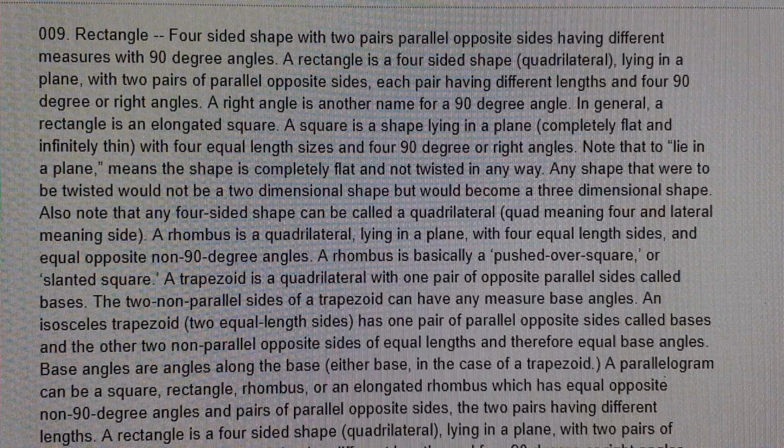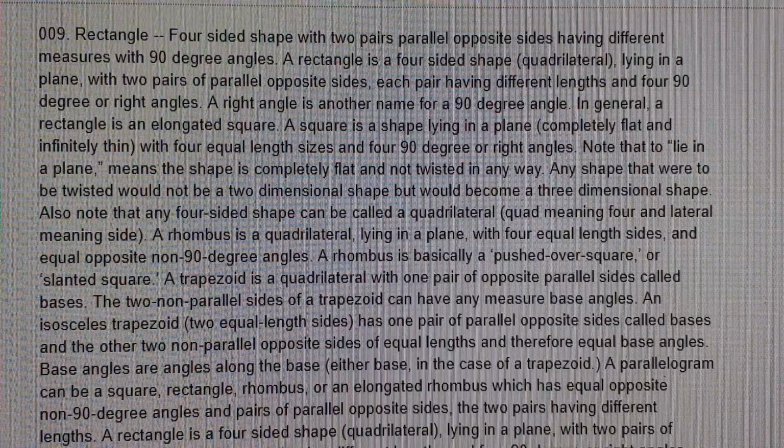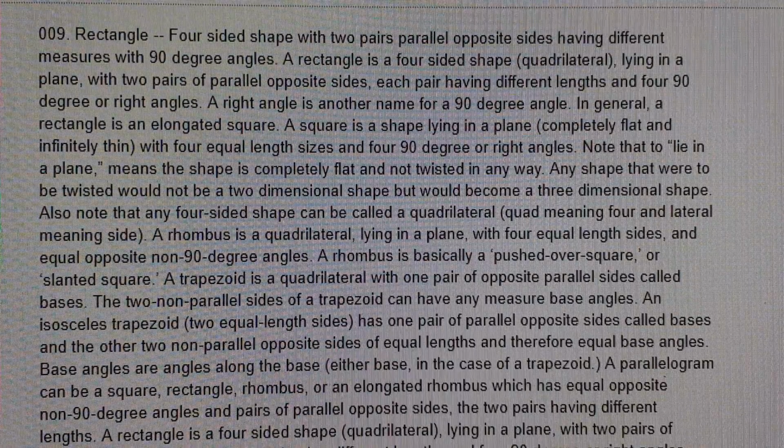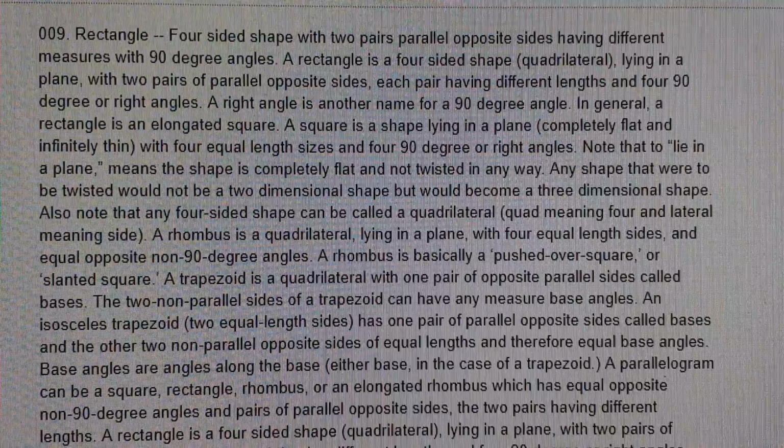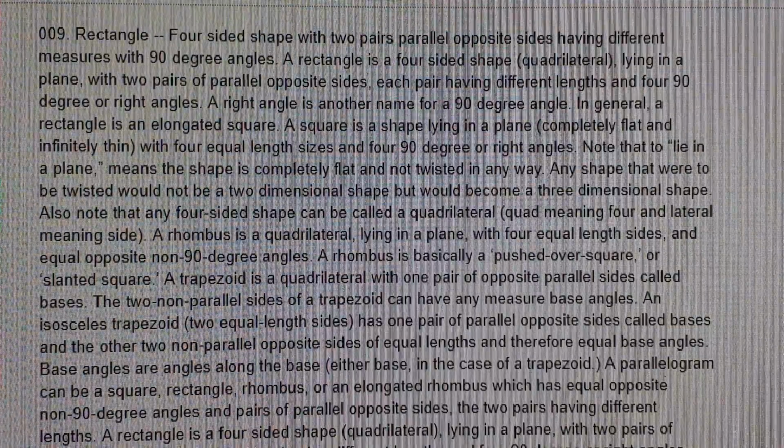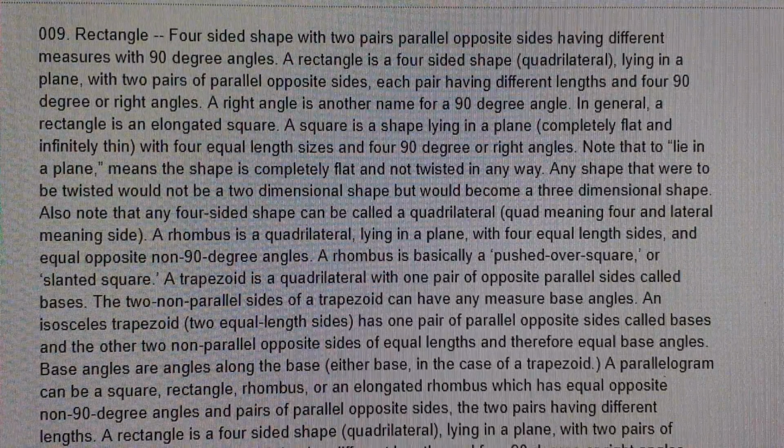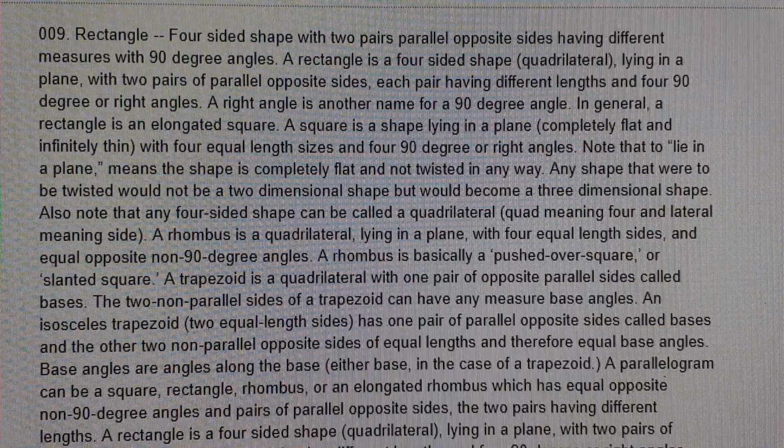A trapezoid is a quadrilateral with one pair of opposite parallel sides called bases. The two non-parallel sides of a trapezoid can have any measure base angles.